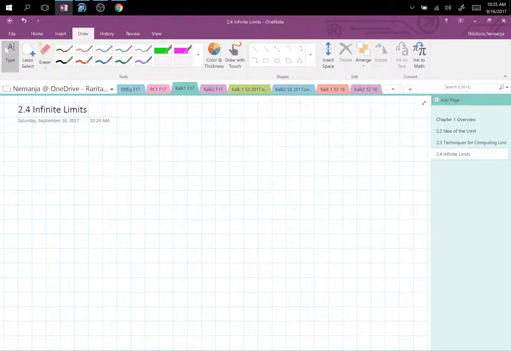Hello and welcome back to Calculus 1, section 2.4, infinite limits. Meaning the answer is a type of infinity. Since we are on the one-dimensional domain, meaning x-axis, we are going to differentiate between negative infinity and positive infinity. They will be different things.